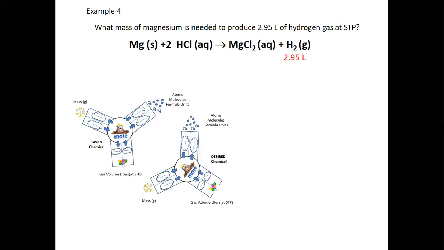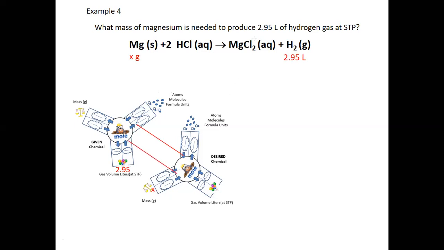Okay, so what you did is you read for the given amount, 2.95 liters of hydrogen. Hydrogen happens to be this product. You read for the desired amount, right? The desired amount asks for a mass in grams of magnesium. So in this case, we're going from a given quantity of liters of hydrogen to a desired quantity in grams of magnesium. Keep in mind, if you're using dimensional analysis, to change from one chemical to a new chemical, we need that step called the mole ratio.